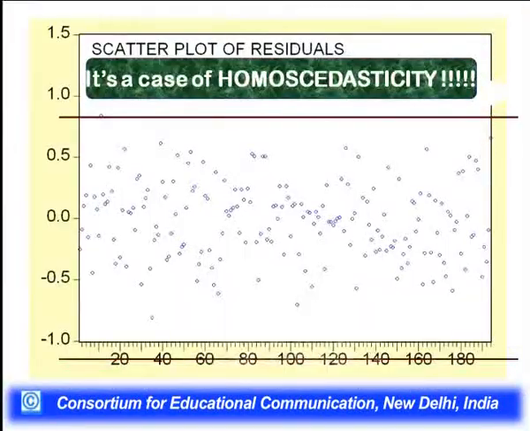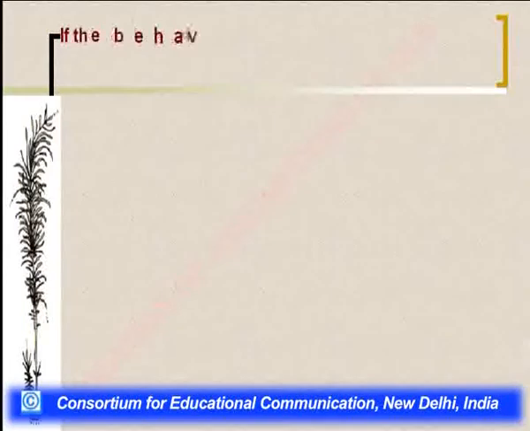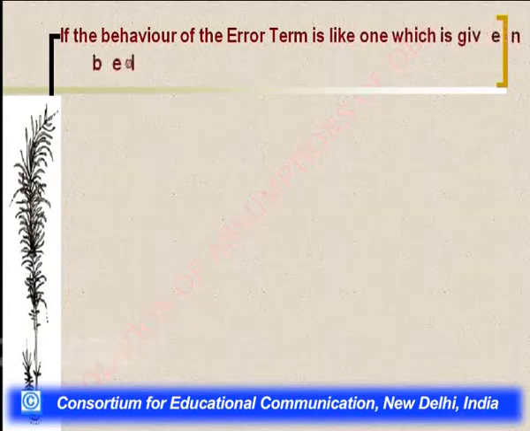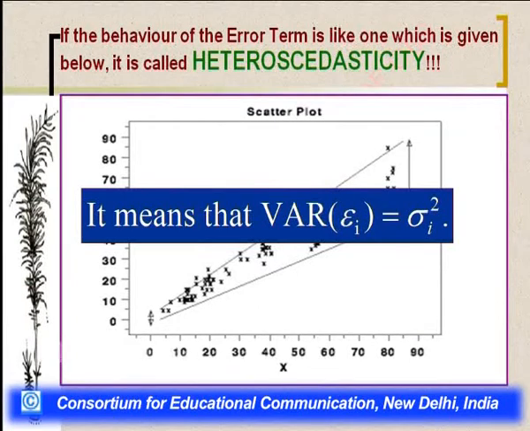As you have seen here, the scatter plot of the residuals. In this particular diagram, it's a case of homoscedasticity. And if the behavior of the error terms is like the one given before, it is called heteroscedasticity. So just see the diagram on the screen. It means that the variance of the error term is equal to sigma squared i. So on this particular diagram we call it heteroscedasticity.